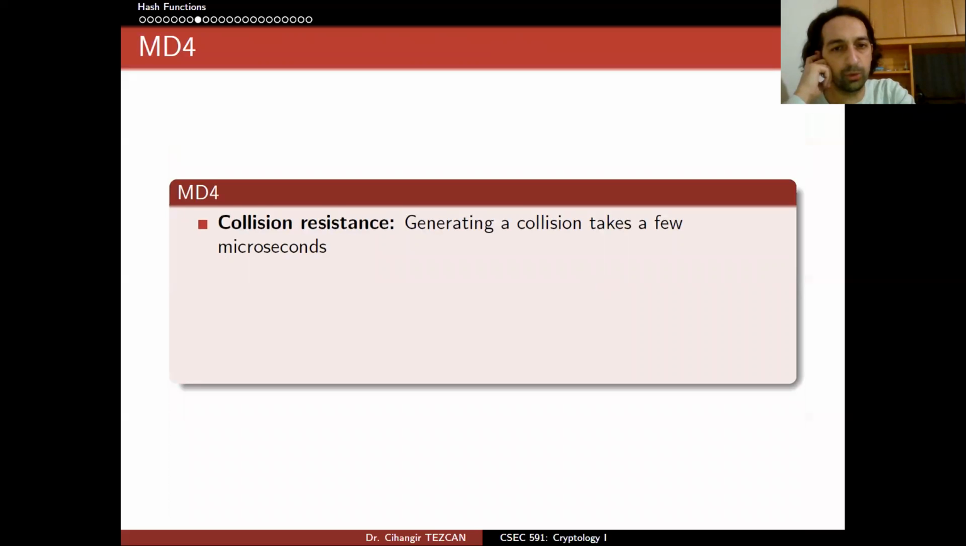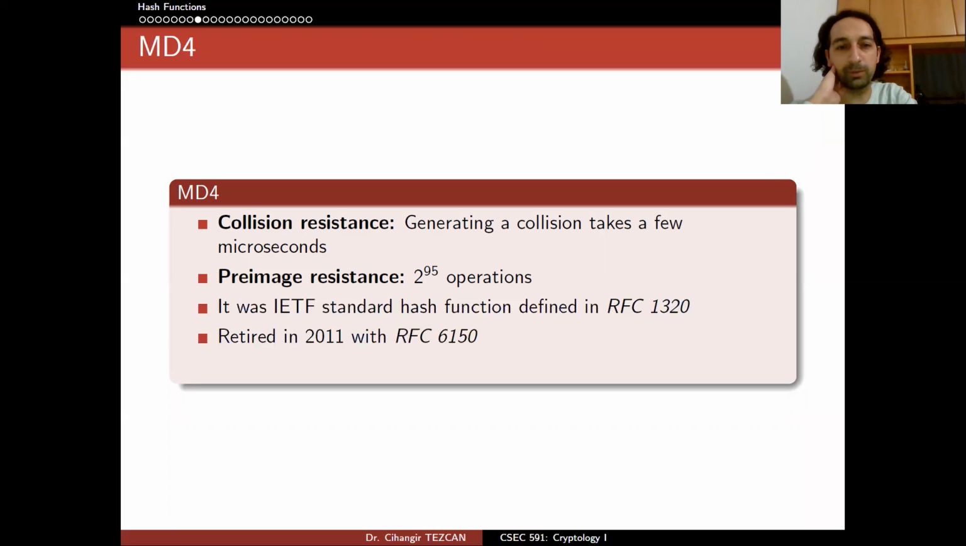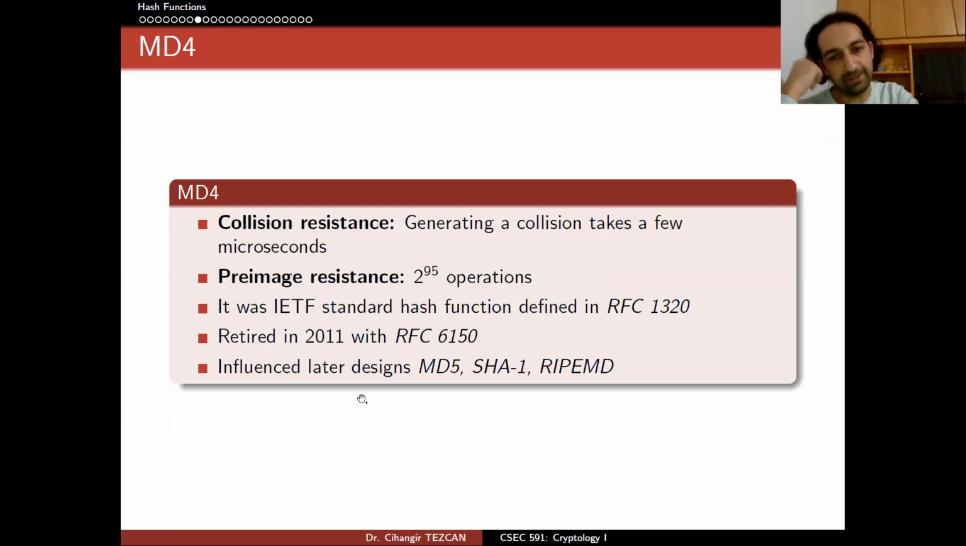So MD4 is broken. Generating a collision takes a few microseconds. You can also find preimages, but it requires 2 to the 95 operations, which our computational power would not be enough to perform. This was the IETF standard hash function defined in RFC 1320, and it was retired in 2011. It influenced a lot of the later designs.